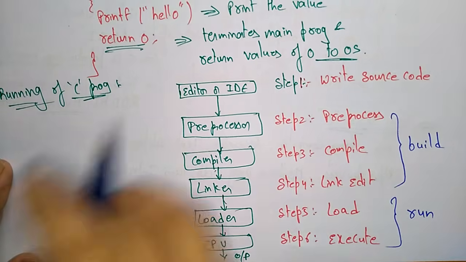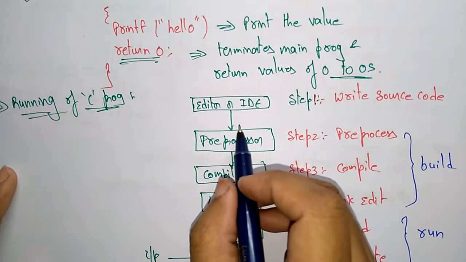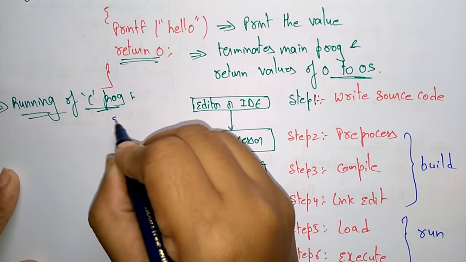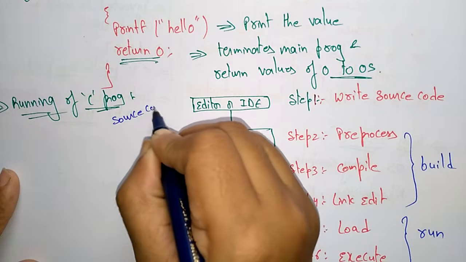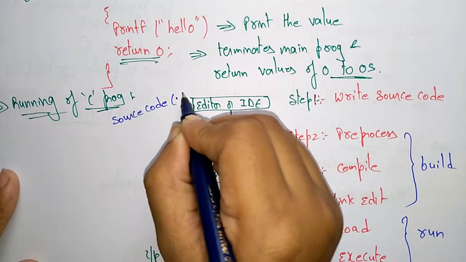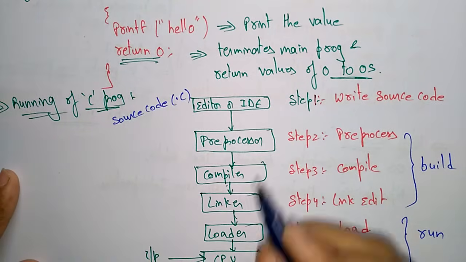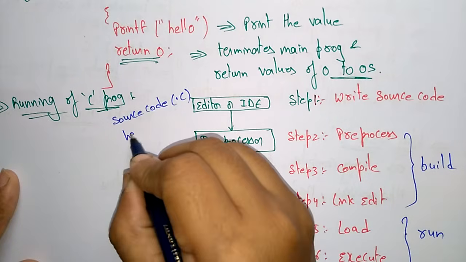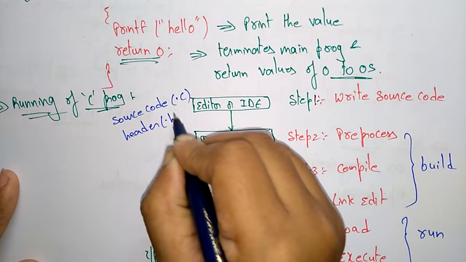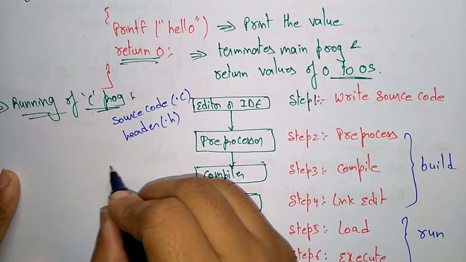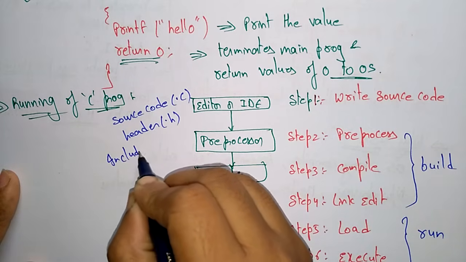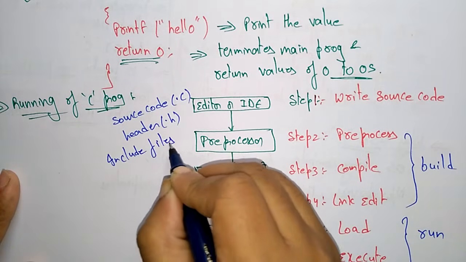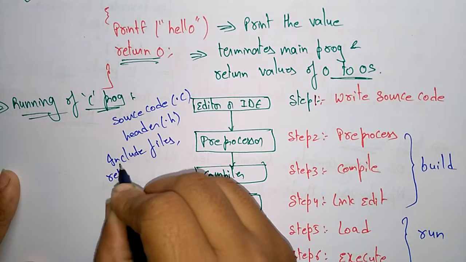Okay. So here in the editor or IDE, we save the source code. Whatever the source code is, it will be saved in the form of the .c extension. Okay. And header files with .h. So after that, it includes files and replaces all symbols.